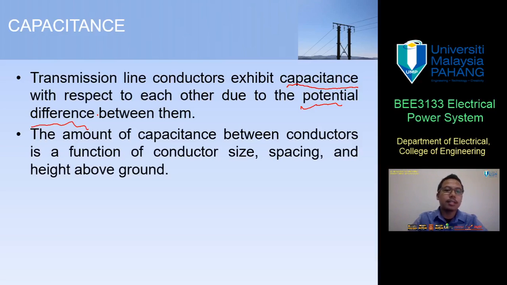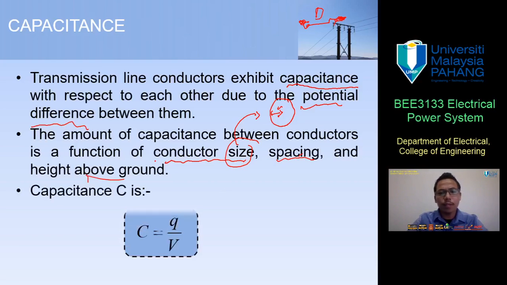So the amount of capacitance in this case of transmission line between phase conductors is a function of conductor size. Conductor size we have learned already. Conductor size means how big the cable is, so there's R there. R is the radius, since it totally depends on the radius of the conductors. The other thing is spacing. For example, we have two phase conductors here and here, and there's a distance between them. This is D, what we also call spacing. And also the height above ground.